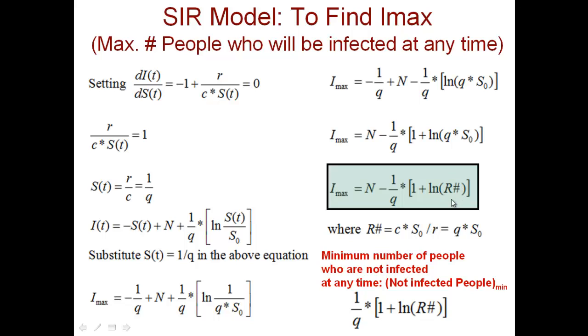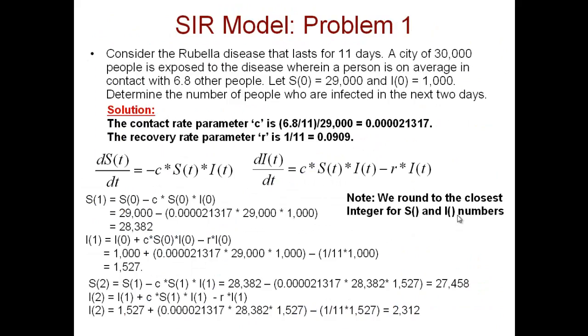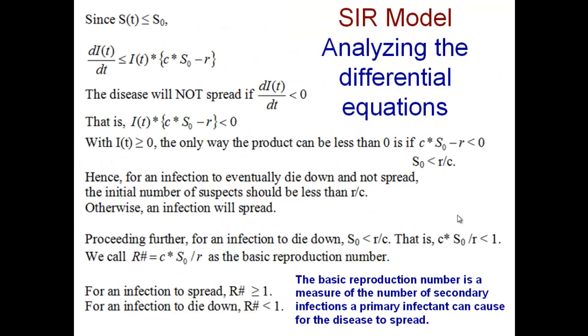This R hash is called the basic reproduction number. It's a measure of the number of secondary infections a primary infectant can spread at any time. We saw that earlier. We would like to keep this R hash less than 1 for an infection to die down. If R hash is greater than or equal to 1, it will spread. Again, the basic reproduction number tells you, if there is an infectant, which we call the primary infectant, how many other people that person can cause infection to. So it's called secondary infections. So that is this estimate of R hash.